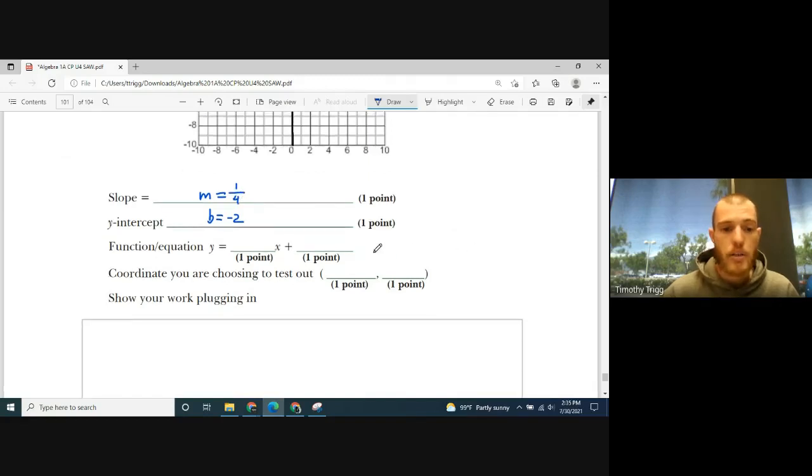Now we can write our equation. It's y equals mx plus b. The m is 1/4 and the b is -2.